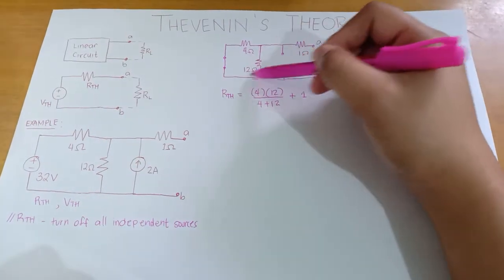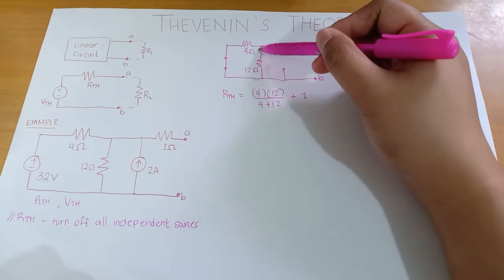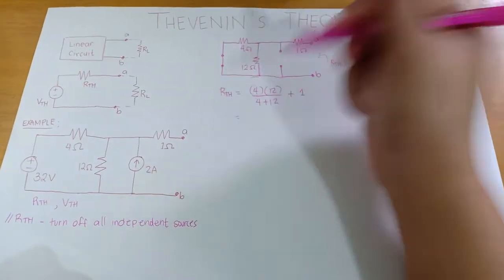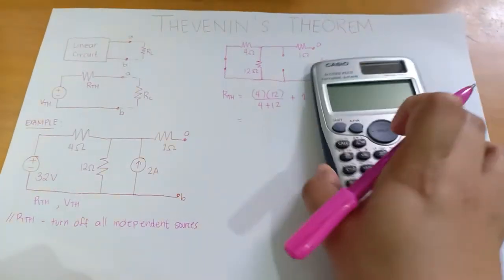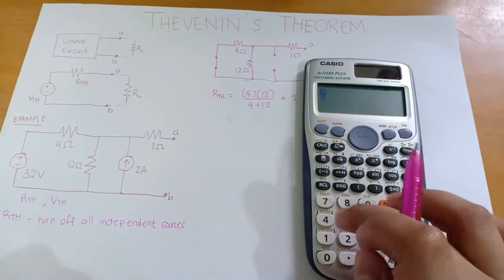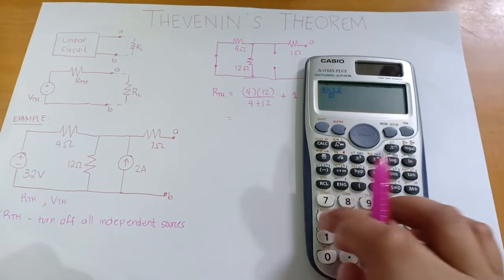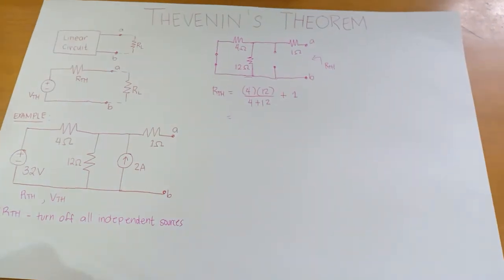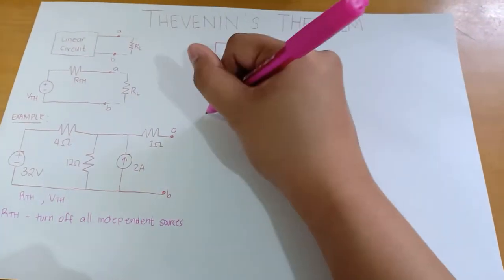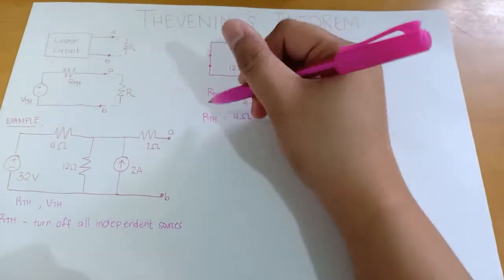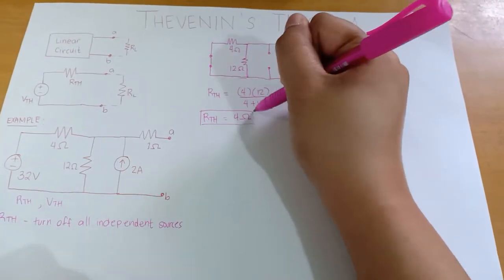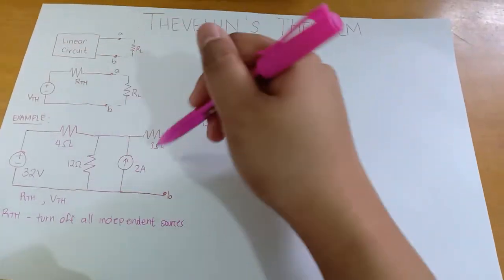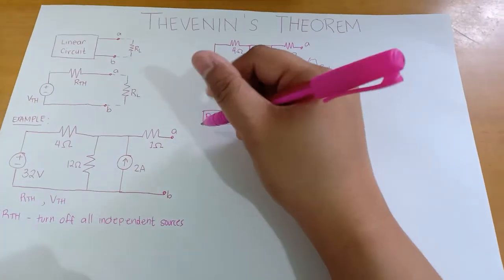Di ba pagka nakuha natin yung equivalent nito, isa na lang siyang resistor. Tapos, yung resistor na yon naka-series na dito. So, compute. So, 4 times 12 over 4 plus 12 plus 1, di 4 na. So, 4 ohms. So, ang ating Thevenin resistance ay 4 ohms. So, ito yung equivalent resistance ng buong circuit na to. So, ito lang yun, 4 ohms.